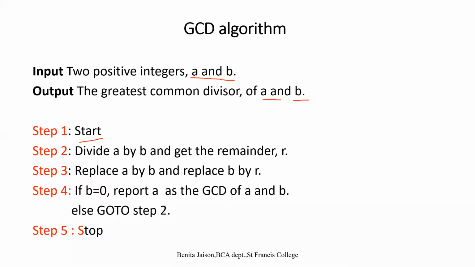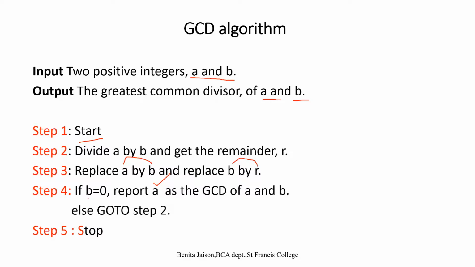So this much is there because in an algorithm we cannot apply a recursive function call. We will be writing the step-by-step process. First, we will be dividing A by B and get the remainder as R. In the next step, we replace A by B and replace B by R, right? And if B is equal to 0, report A as the greatest common divisor of A and B.